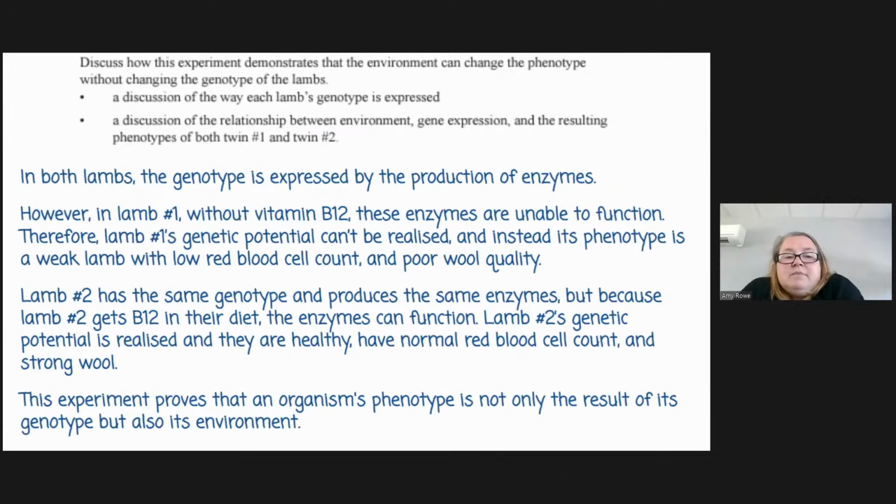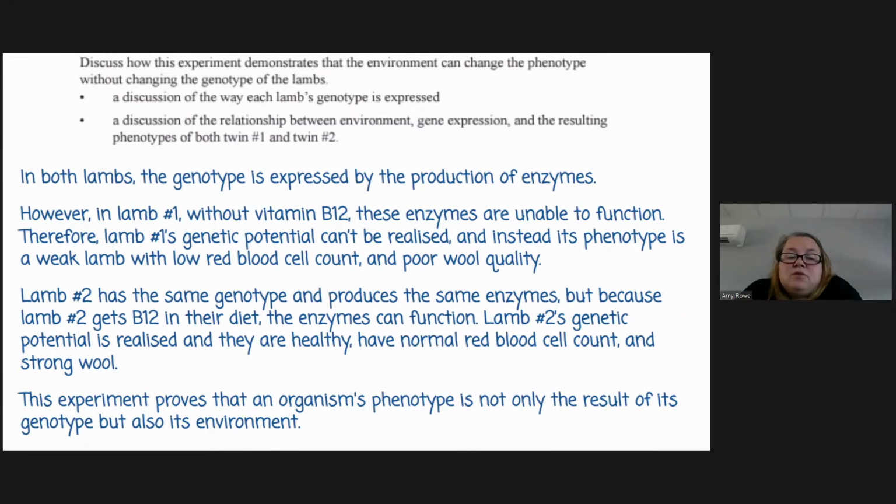In both of our lambs, our genotype is expressed by the production of enzymes. We know this because the whole purpose of genes is to code for proteins and enzymes. In lamb 1, without vitamin B12, these enzymes are unable to function, so lamb 1's genetic potential can't be realised. Instead, it has a weak phenotype with low red blood cell count and poor wool quality.